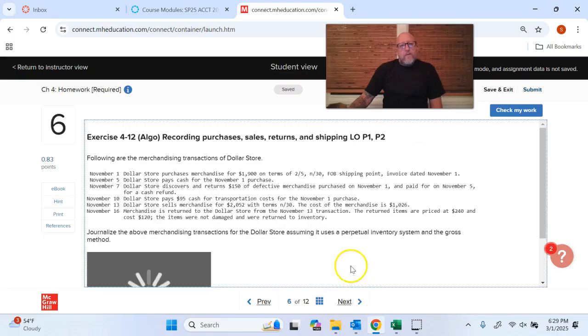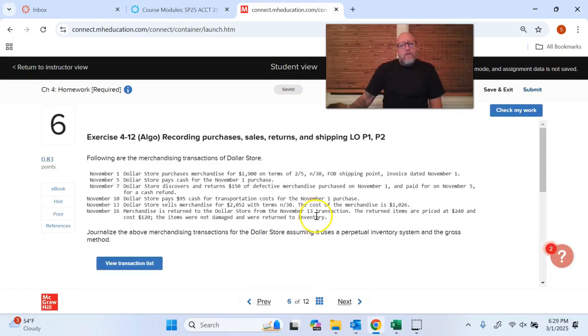Going to question 6. I think I'm just going to keep going because this is very much similar to the previous question.